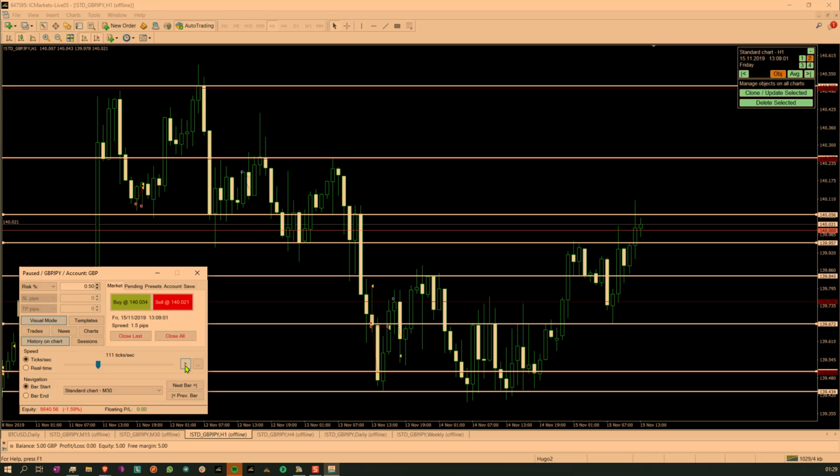Okay. And I'm not entering immediately because of this problem here. It's because if this wasn't here, I would be entering immediately after the close above that resistance there.